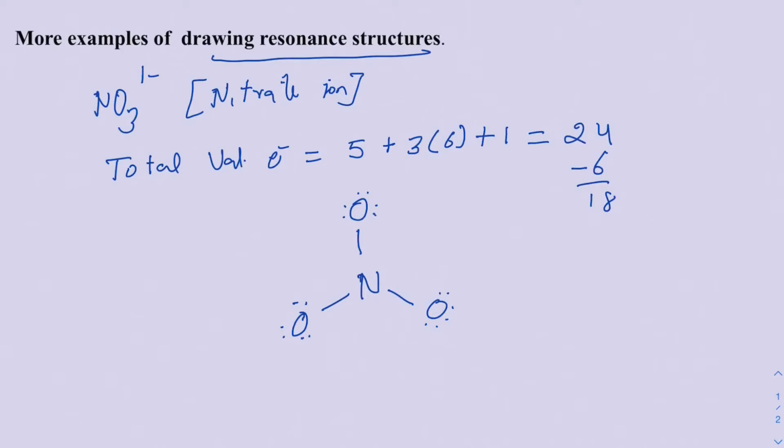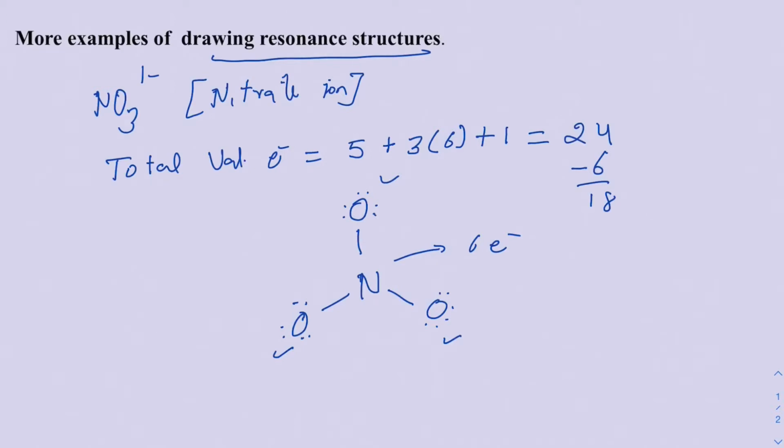And before you finalize this structure, we have to make sure the octets are completed, because if the octet is not completed, then it's a bad resonance structure. And in this case, each oxygen seems to have 8 electrons, so all of those oxygens are fine. But when you look at the nitrogen, it's right now having only 6 electrons, because it's got 3 bonds around, which means 6 electrons. Then what can be done to make sure the nitrogen also has the octet completed?